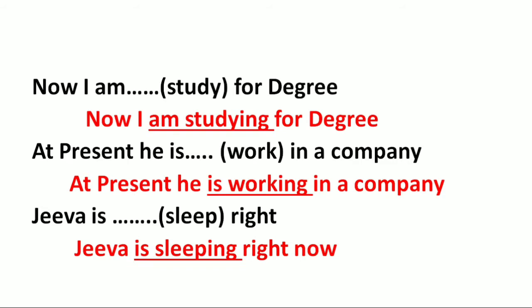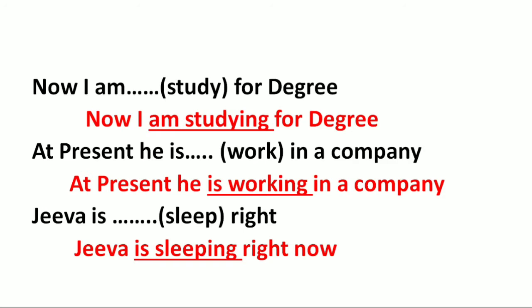Second sentence, at present is the time word in this sentence. He is dash work in a company. At present he is working in a company, because he is a third person singular subject, so is is used as the auxiliary here, and the ing form of the verb, that is working, is used in the sentence. In the next sentence, Jiva is dash sleep right now. Then how will the answer be? Jiva is sleeping right now, because Jiva is a third person singular subject, so we have to add is as the auxiliary there, and then the ing form of the verb, that is sleeping.